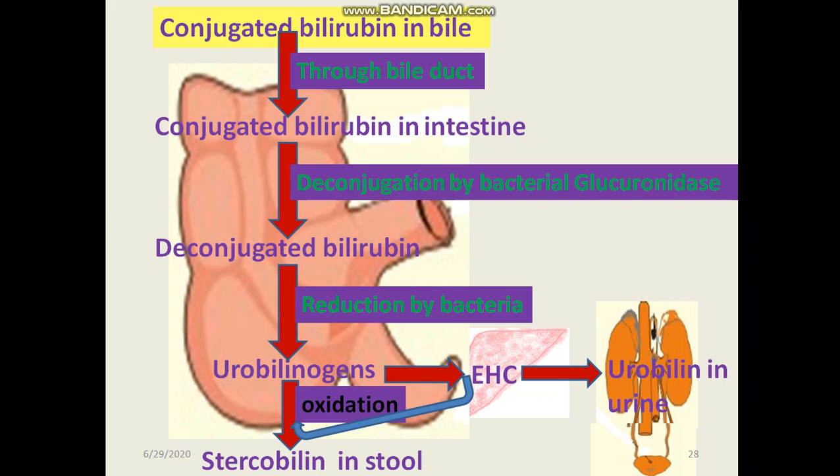In the intestine, there is deconjugation of bilirubin by bacterial glucuronidase, and conjugated bilirubin is converted to deconjugated bilirubin, which is reduced by the bacteria and forms urobilinogen. Approximately 10% of this urobilinogen goes to the enterohepatic circulation and forms urobilin in the urine and stercobilin in the stool.